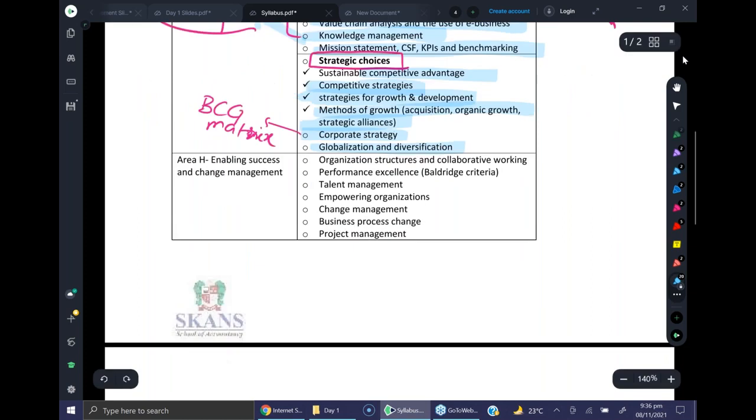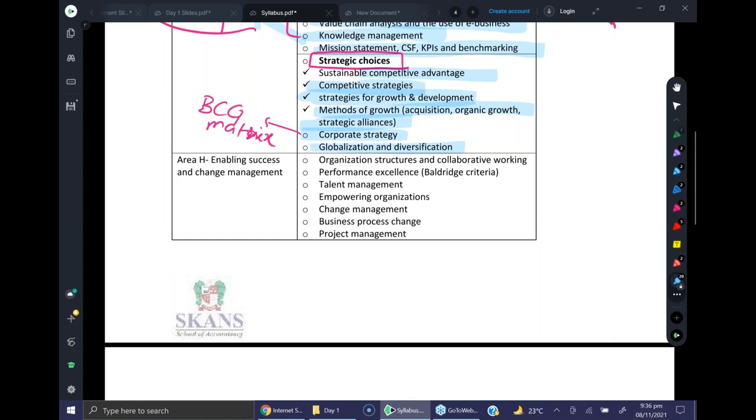Okay, then I normally move on to syllabus area H, which is enabling success and change management, which also covers a lot of different topics. Yeah, venture capitalists can be considered as a strategic alliance option, where venture capitalists provide you the funds. So yes, kind of. But the examiner is not going to ask what are the different types of strategic alliances. The examiner might give you one of the ways a company is in a strategic alliance, and might ask you whether it's a good method of growth or not. So you might have to evaluate the positive and negative aspects of it.